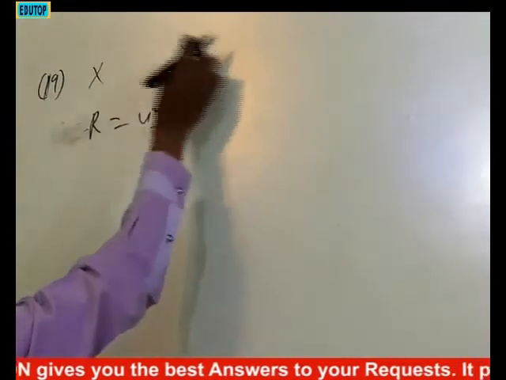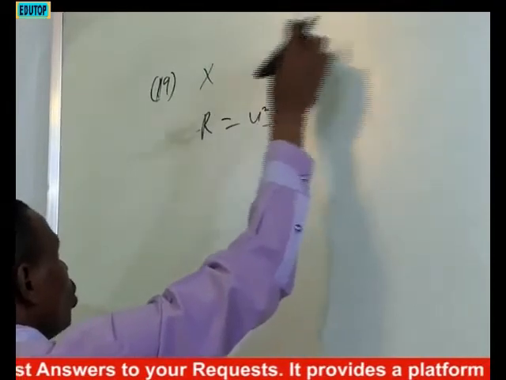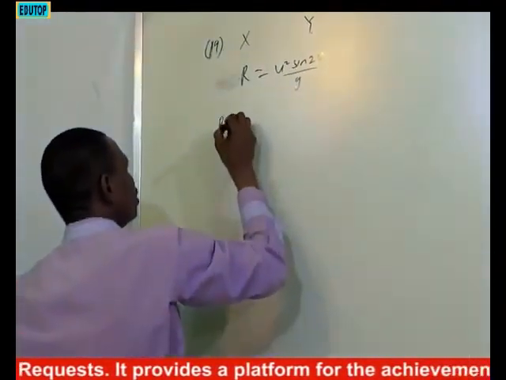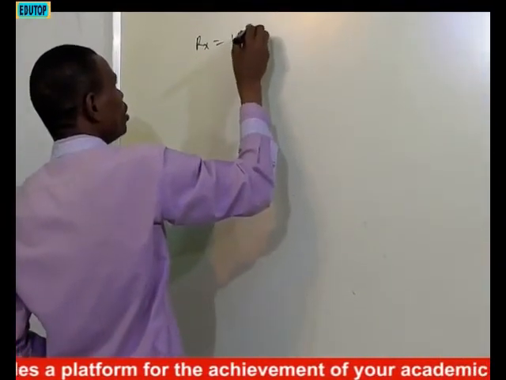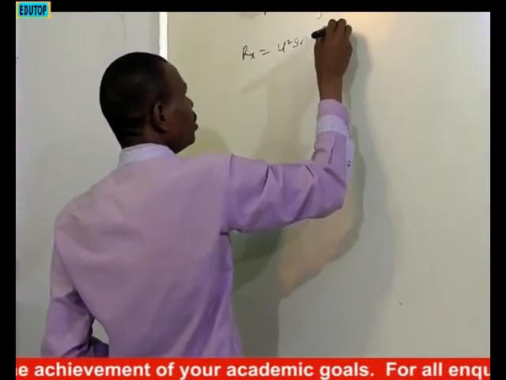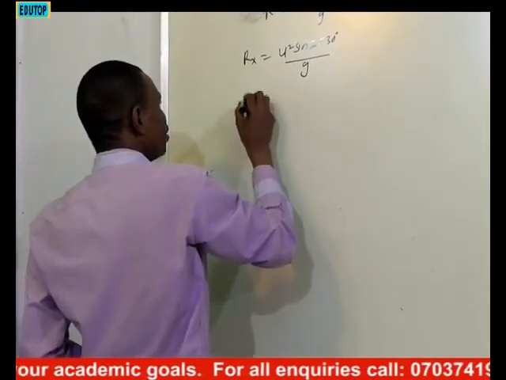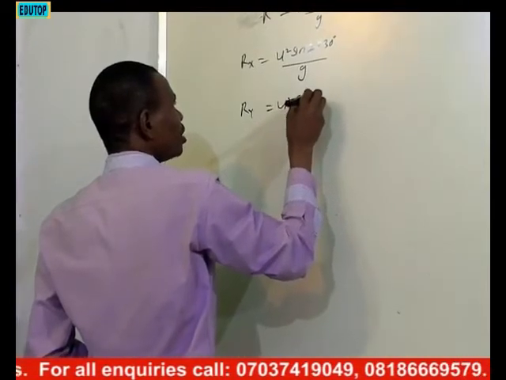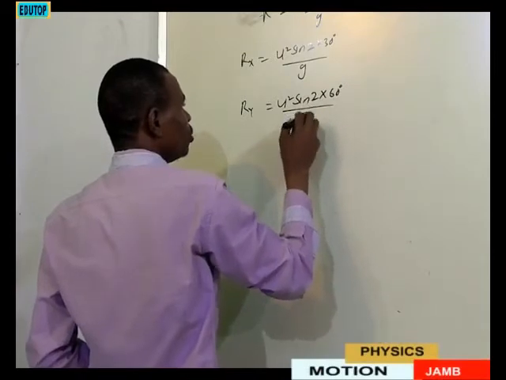We are now dealing with two bodies. They say what will be the ratio of the range of both X and Y. So the range of X will be equal to u squared sine 2 times 30 degrees divided by g. And for Y, the range of Y will be equal to the same u squared sine 2 times 60 degrees divided by g.